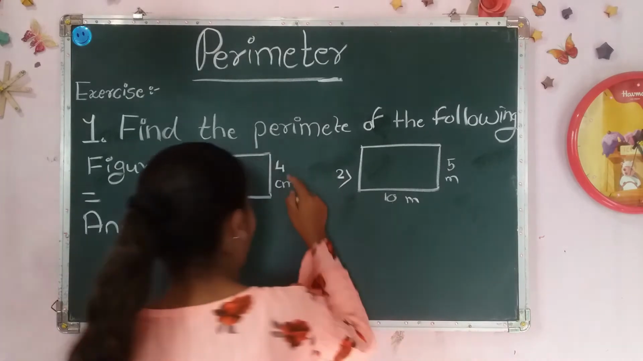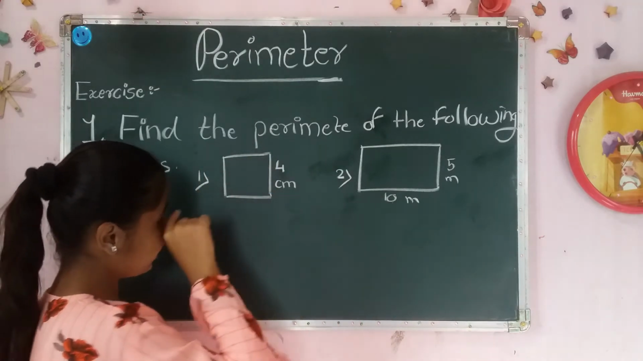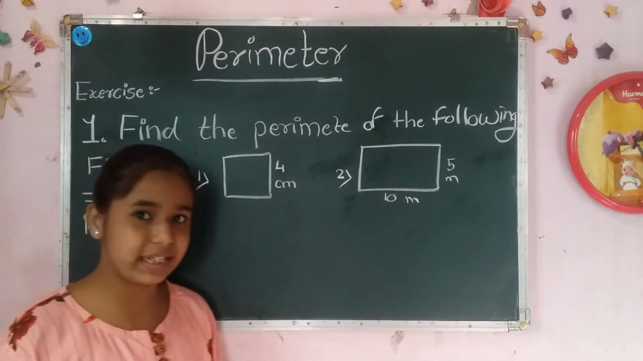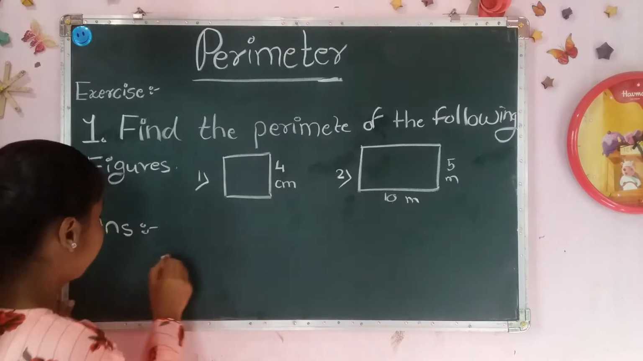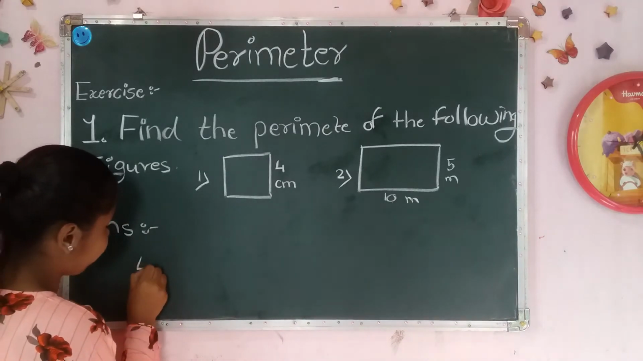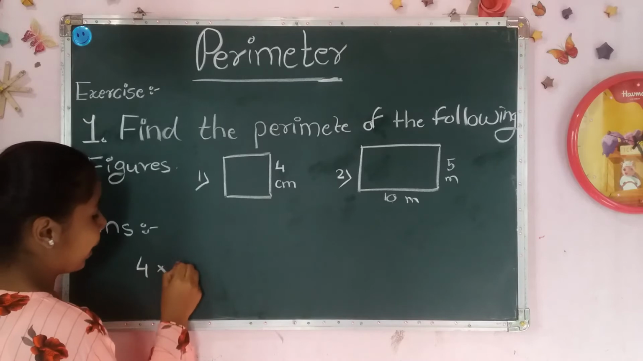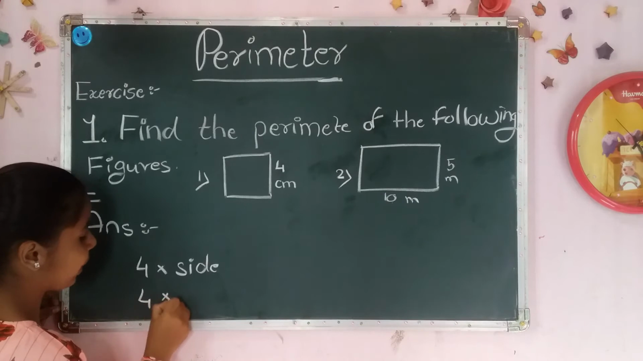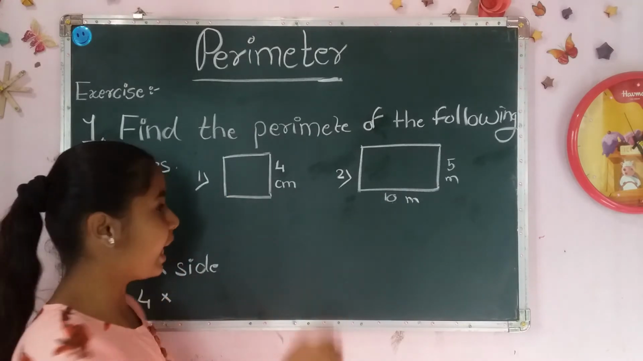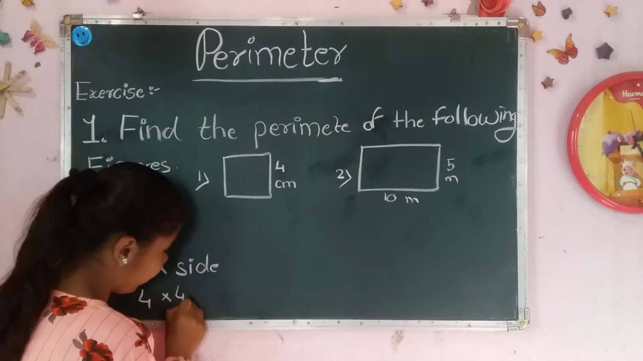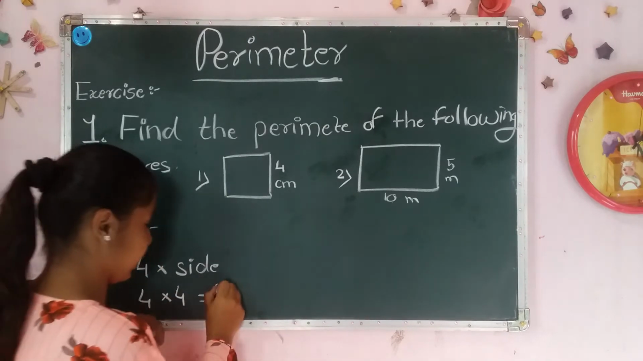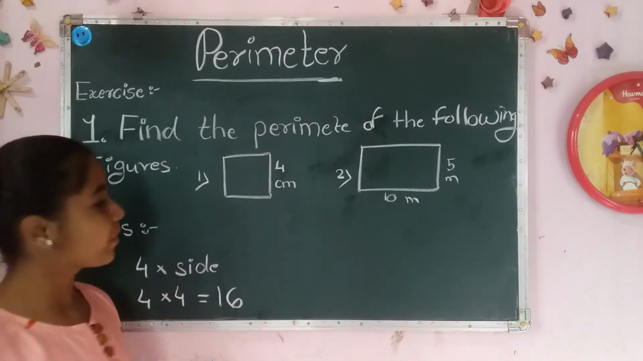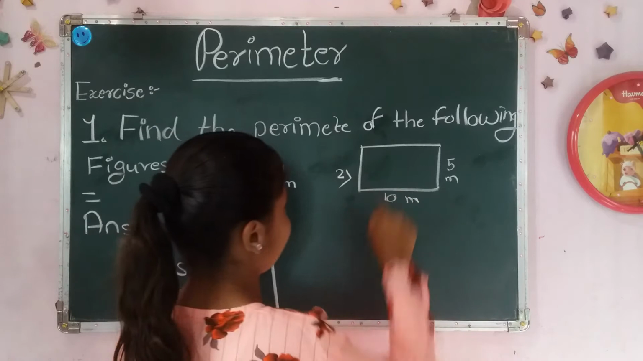So we will find the perimeter of this square using only one side. What is the formula for the perimeter of the square? It is 4 multiplied by side. So we take 4 multiplied by the length of the side, which is 4 centimeters. 4 multiplied by 4 is equal to 16. So the perimeter of this square is 16. Simple.